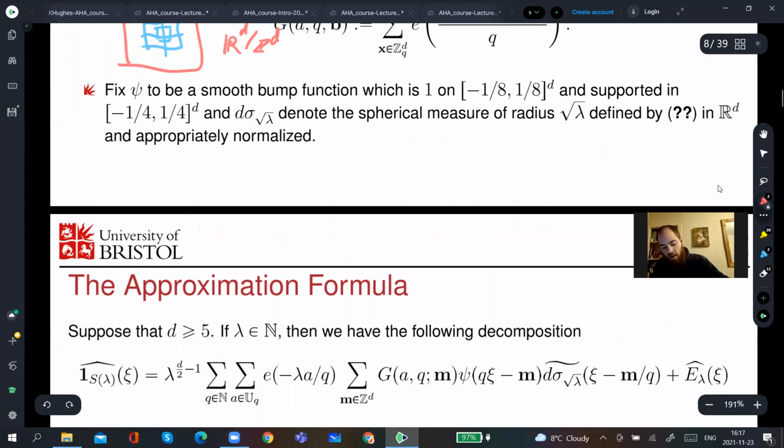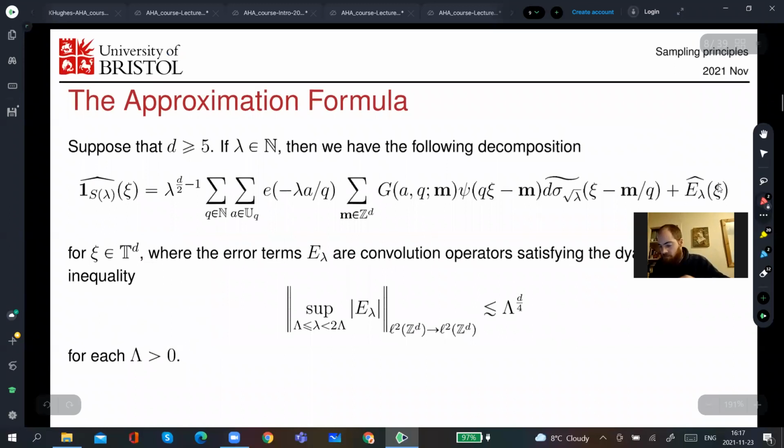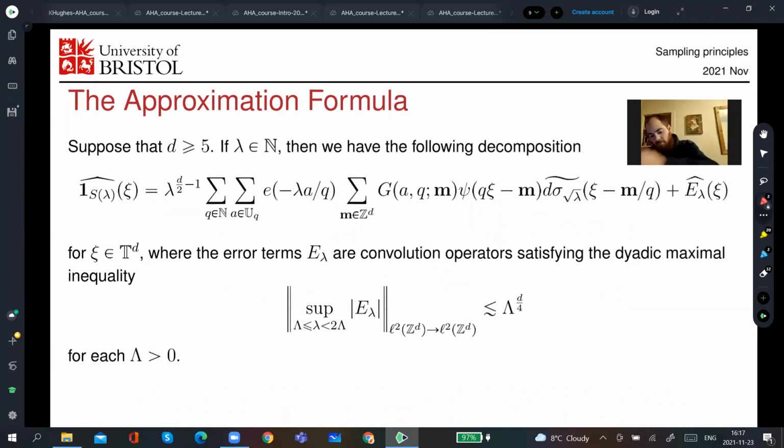Great. So our approximation formula reads as follows. This Fourier transform of this indicator function grows like lambda to the d over 2 minus 1. And then it's times something that resembles the singular series that arises in the circle method in our analysis in the first few lectures. In particular, we have those Gauss sums that were just defined above. They're localized by this function psi, which remember was supported in, say, minus 1/4 to 1/4 in all dimensions.